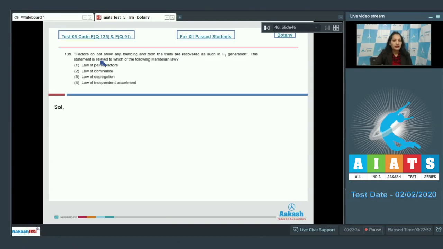Question number 135. Factors do not show any blending or mixing and both the traits are recovered as such in F2 generation. This statement is related to which of the following Mendelian law? It is related to the law of segregation. So the correct option for the given question is option number 3.